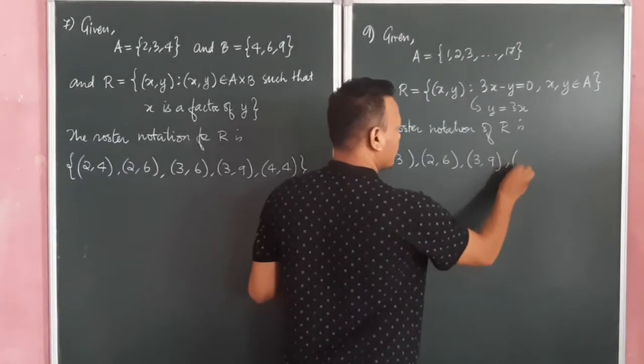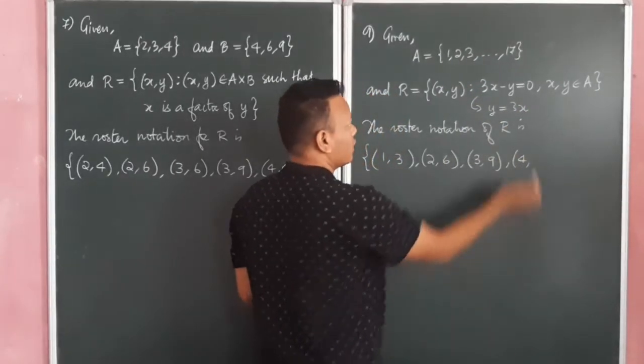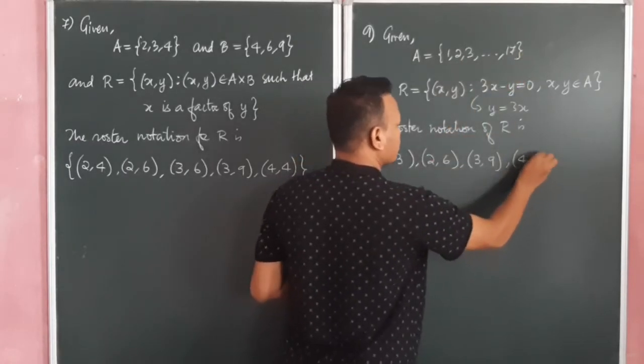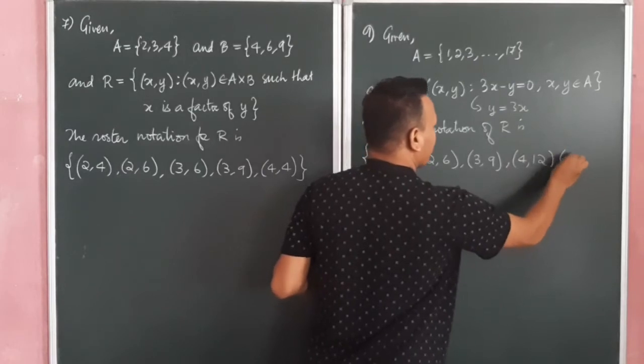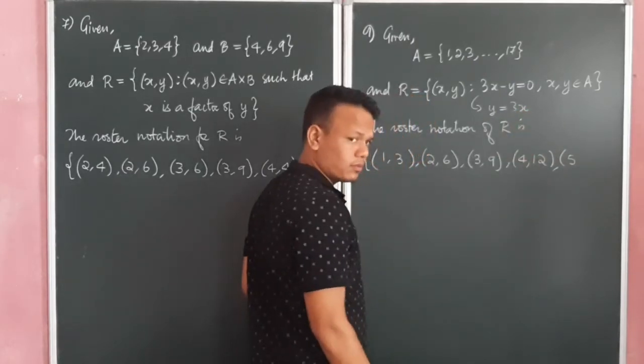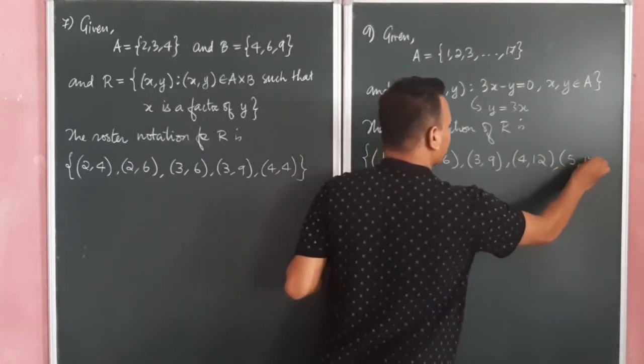So similarly, the next value for x will be 4. So 4 into 3 is how much? 12. So 12 is also present here. So this will also come here. Next value for x will be 5. So 5 into 3 becomes 15. Again 15 is also present. So this will also come.